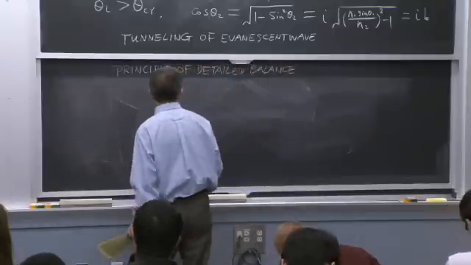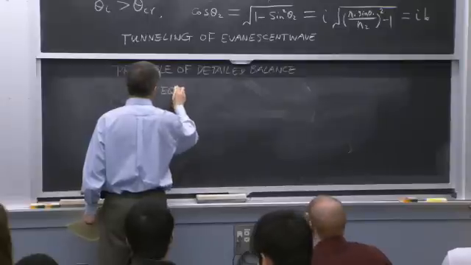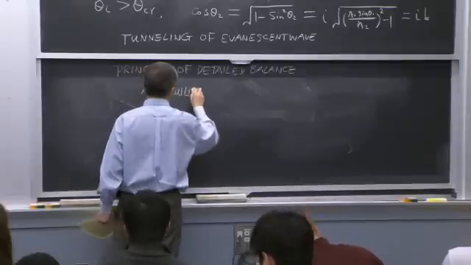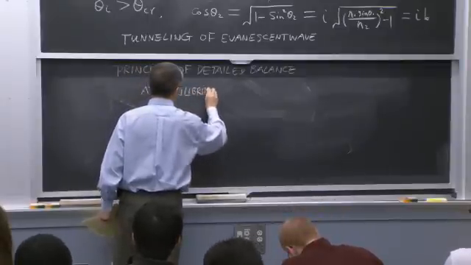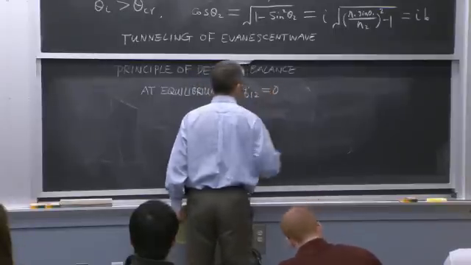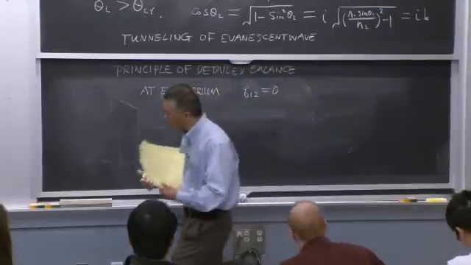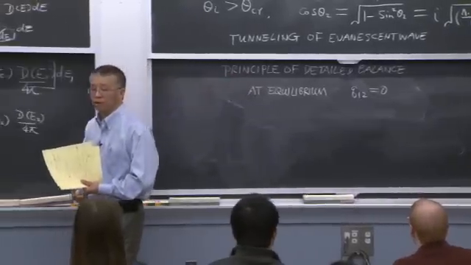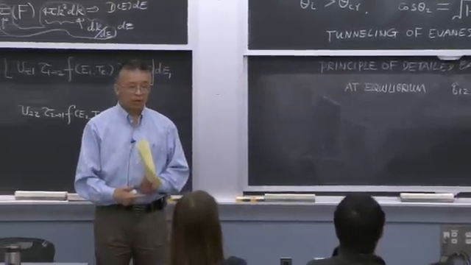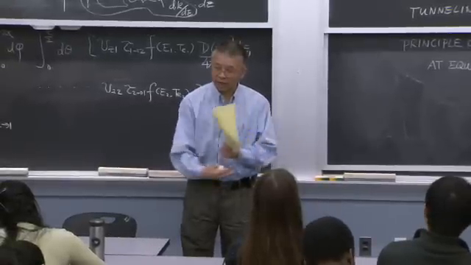So what it says is, at the equilibrium, Q1,2 should be 0. There's no net flux, and what goes from left to right is compensated by what goes from right to left. It doesn't mean there's no transport. It's just a dynamic equilibrium, left compensates right.